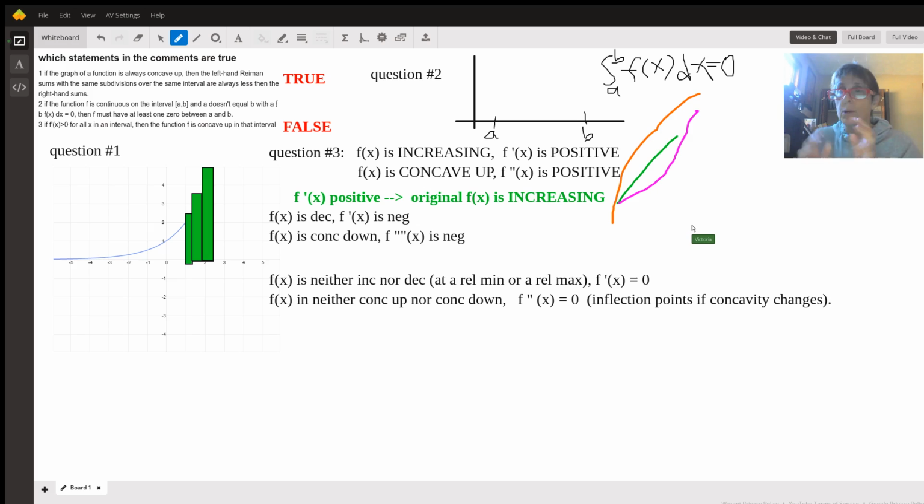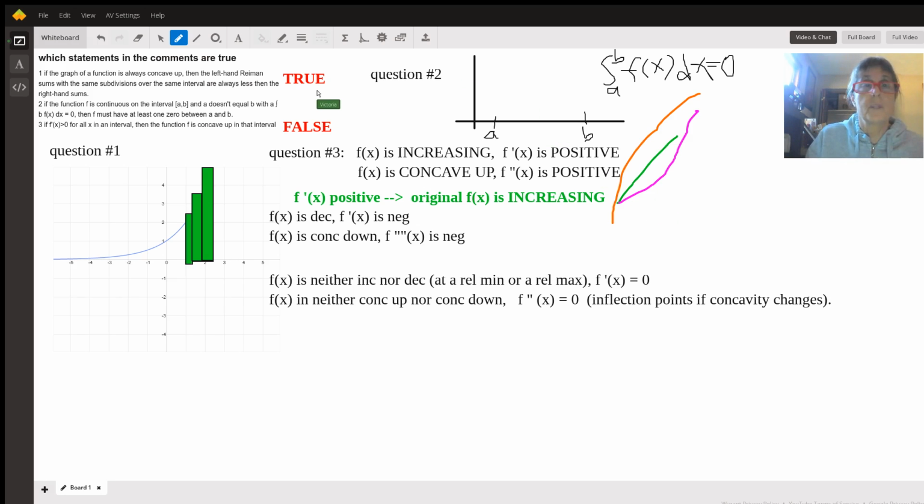Okay, this is what the problem tells us. We have an integral from a to b. It's going to be continuous and include the endpoints. Here, a does not equal b. And the integral from a to b of f of x dx equals 0. They're saying then the original function must have at least one 0 between a and b.